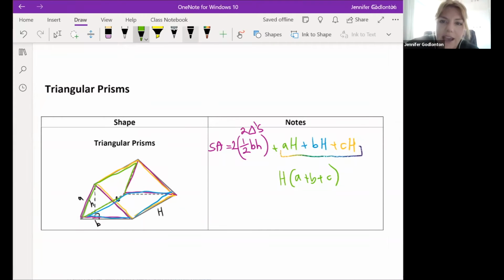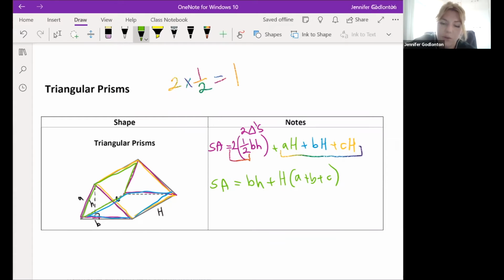Then we look over here. We've got 2 times a half. What does 2 times a half give us? If we say 2 times a half, what is the answer? So if I have 2 halves, what is that? It's 1, and 1 times anything is just 1. So that 2 and that half actually cancel each other out. So we can actually just write base times height. And that is how our surface area formula for a triangular prism is formed.